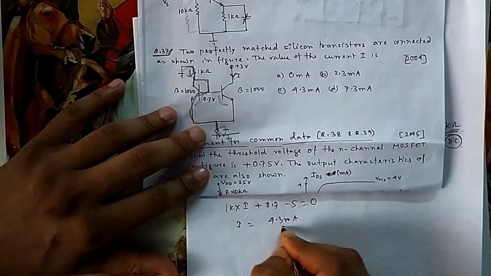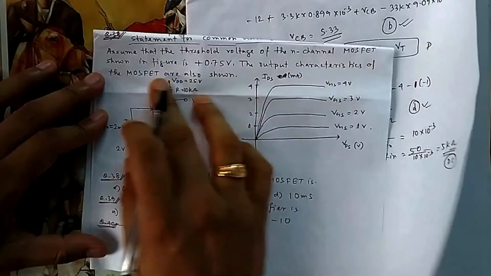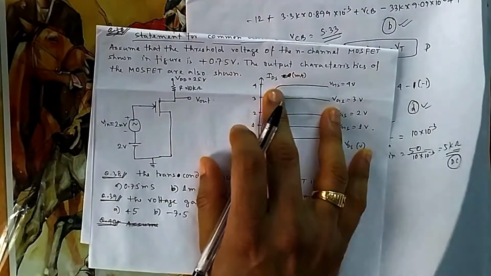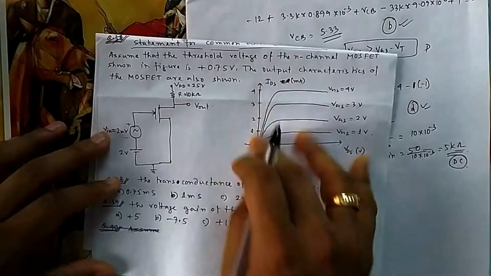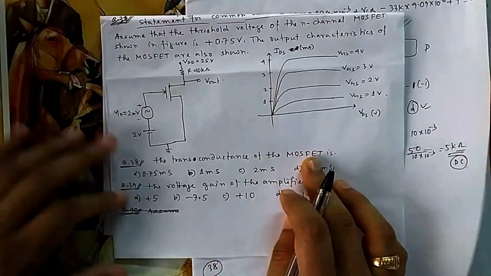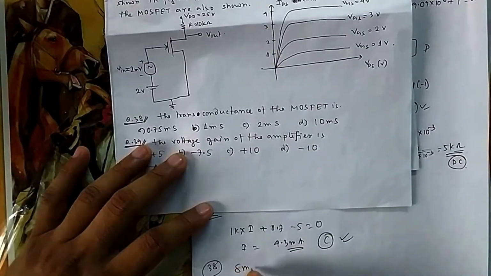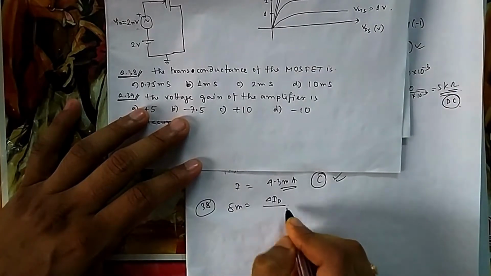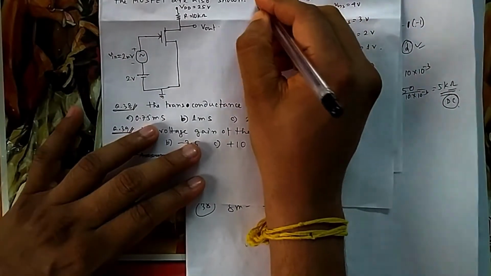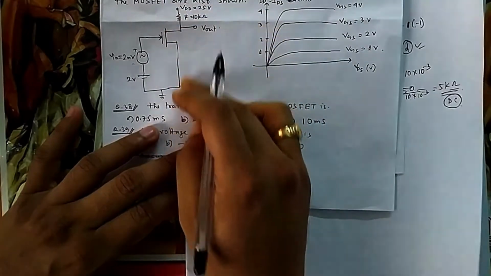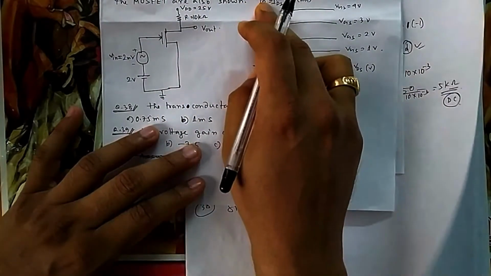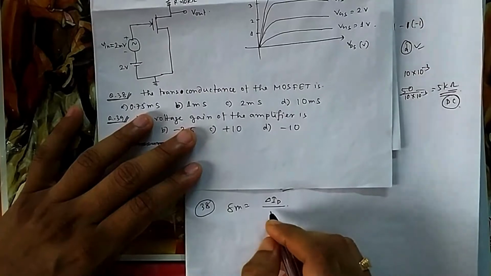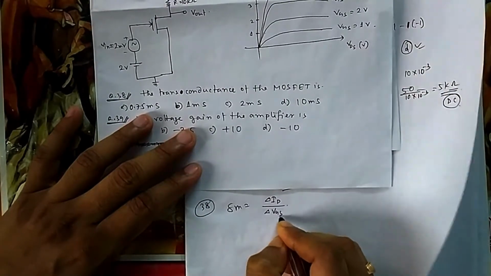It can be seen from here. Assume that the threshold voltage of the MOSFET is given as this much. The output characteristics of the MOSFET are also shown. This is also the output characteristics. The transconductance of the MOSFET is, this is your transconductance formula, change in ID. This is IDS, which means ID, the drain to source current, whatever current flows, that is your ID. This current is only ID. So this divided by the change in VGS.